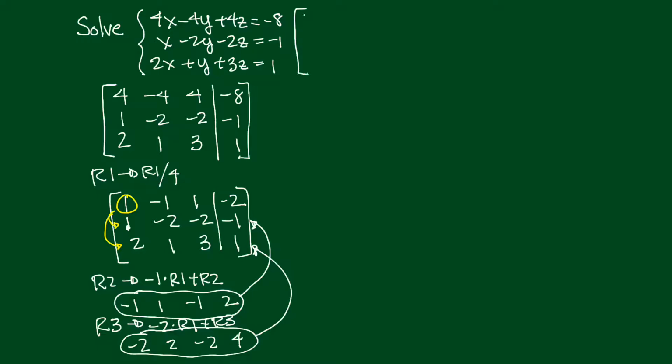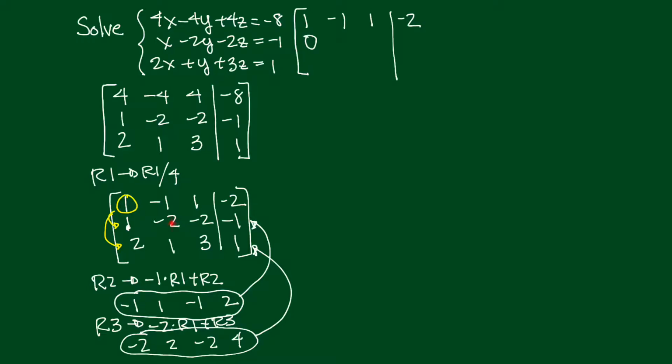Row 1 stays the same: 1, -1, 1, our line, and -2. Row 2 is going to be the current row 2 added to this one. So component-wise, first plus first. 1 and -1 is 0. That's what we were after.